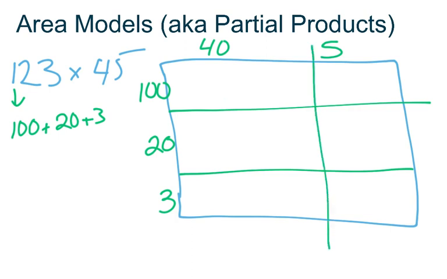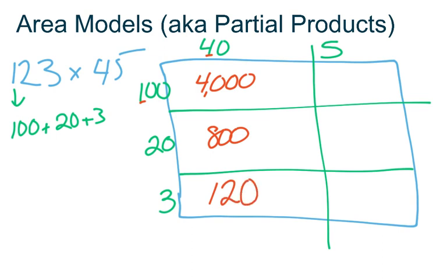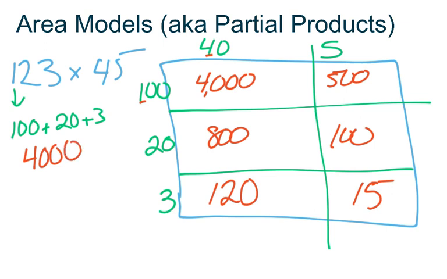And then you multiply in each box. Well, 40 times 100 is 4,000. 40 times 20 is 800. 40 times 3 is 120. 5 times 100 is 500. 5 times 20 is 100. And 5 times 3 is 15. These are all your partial products, and you're going to add them up. So 4,000 plus 800 plus 500 plus 100 plus 120 plus 15.